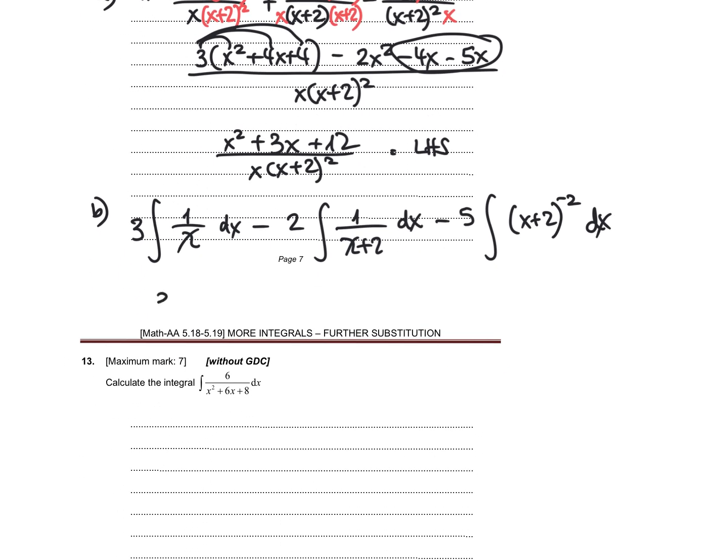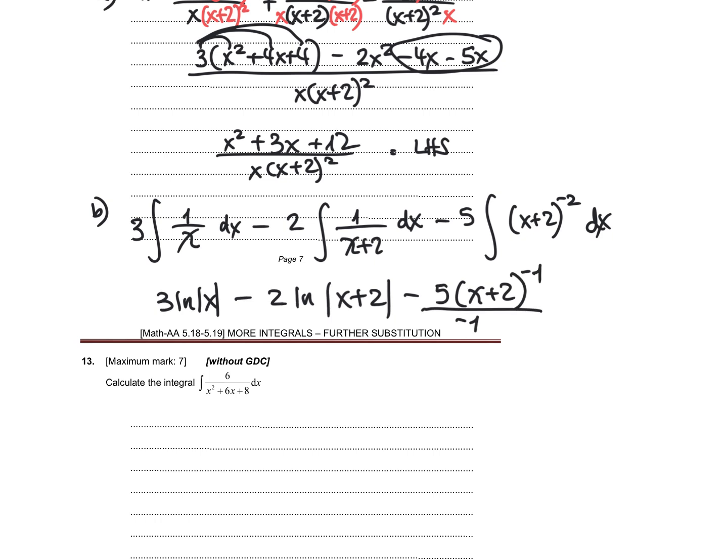So we are going to have 3 natural log x minus 2 natural log (x plus 2) minus 5 times (x plus 2) to the negative 1, add 1, divide by that thing. So we can rewrite this as just plus outside, and this as over x plus 2, and then plus c.